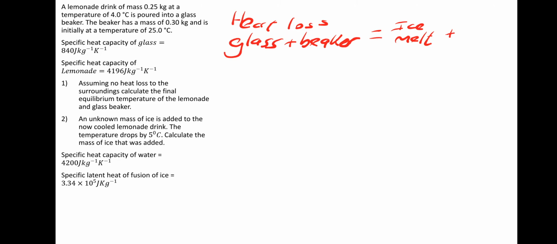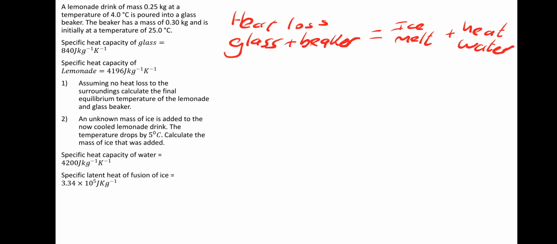So melting ice. And then we melt the ice with that energy, and then we've got to heat the remaining water. So heat water. Now we can do some maths. So I'm going to try and keep this as neat as I can.